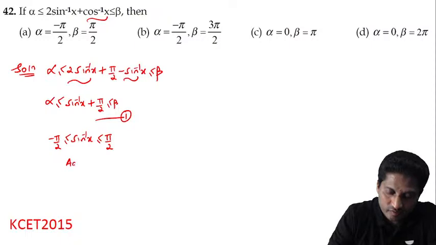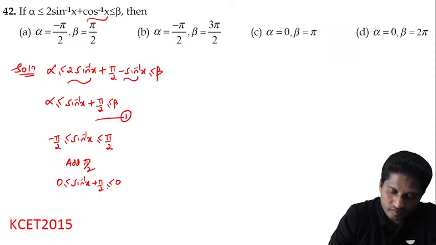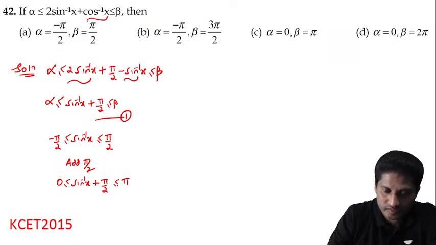If I add pi by 2 throughout, 0 is less than or equal to sine inverse of x plus pi by 2, which is less than or equal to pi. Call this equation 2. Sine inverse of x lies between minus pi by 2 and plus pi by 2.